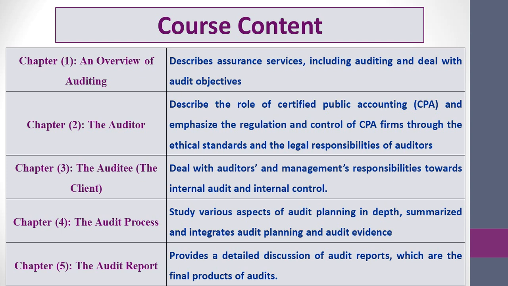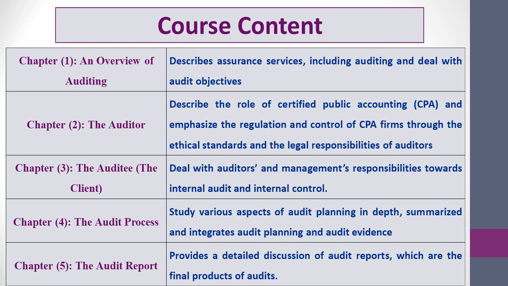In chapter 2, we are going to describe the role of certified public accounting (CPA) and emphasize the regulation and control of CPA firms through the ethical standards and the legal responsibilities of auditors. In chapter 3, we are going to deal with auditors' and management's responsibilities towards internal audit and internal control, also fraud and errors.